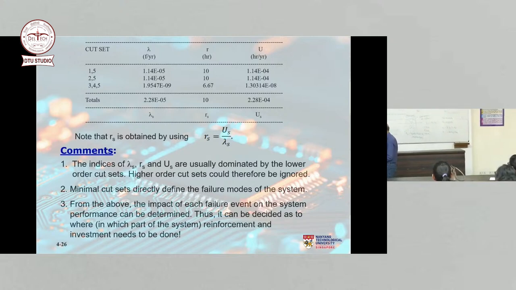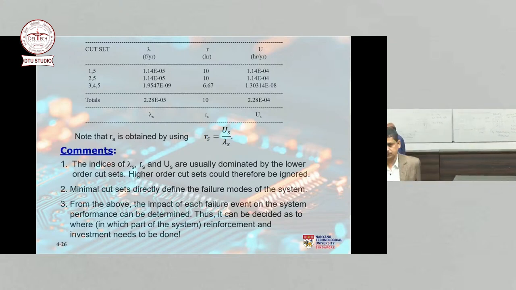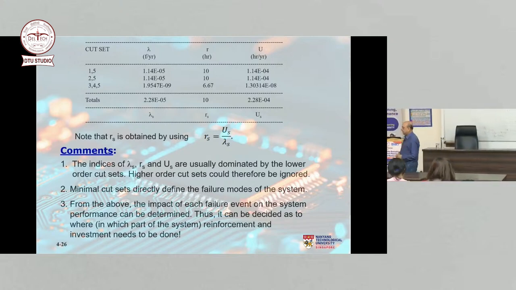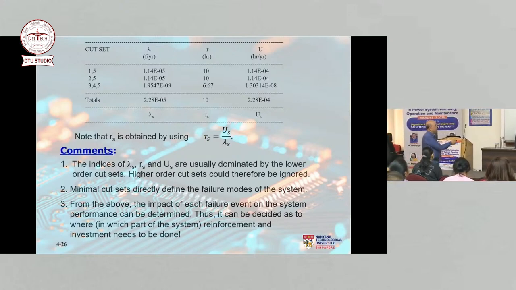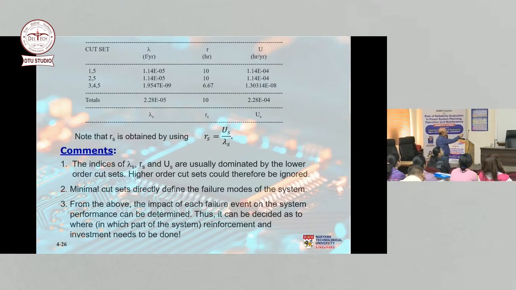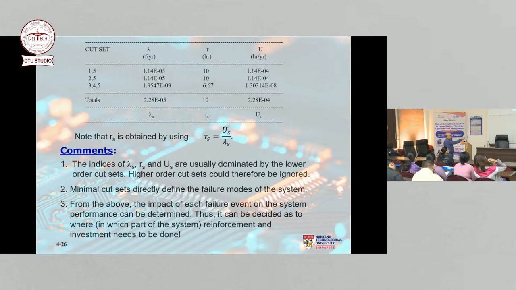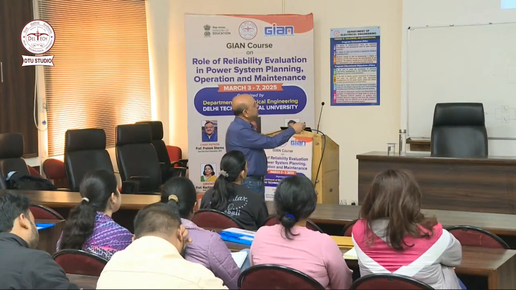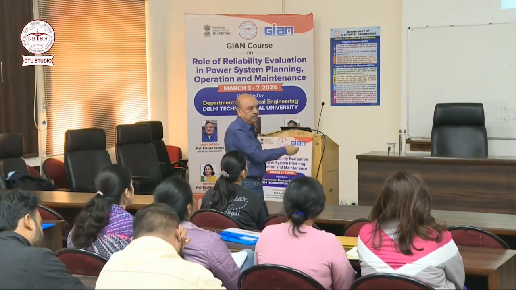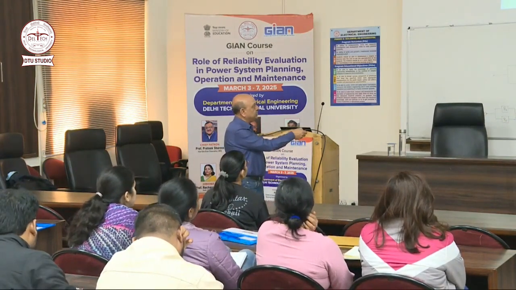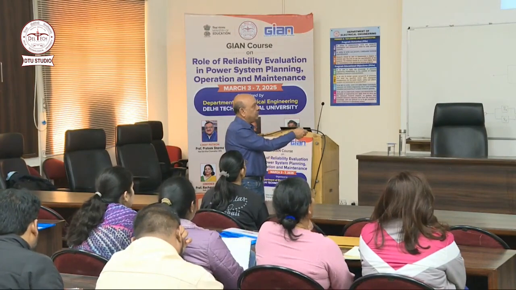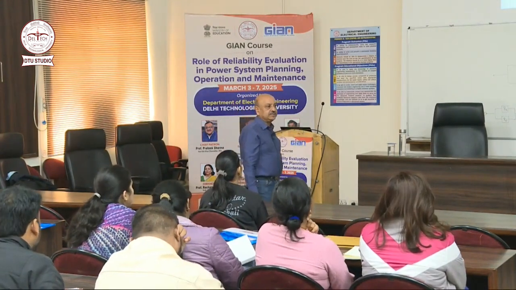I just want to make a few comments before we move on with other ways of looking at it. The indices of lambda, R, and U are usually dominated by the lower order cut sets. You look at this lambda 1.14, whereas for a third order cut set, it's e to the power minus 9. Even the first one is actually quite small, but e to the power minus 9 doesn't make sense to include, right? So the domination is coming from the lower order cut sets, so we could ignore the higher order cut sets.